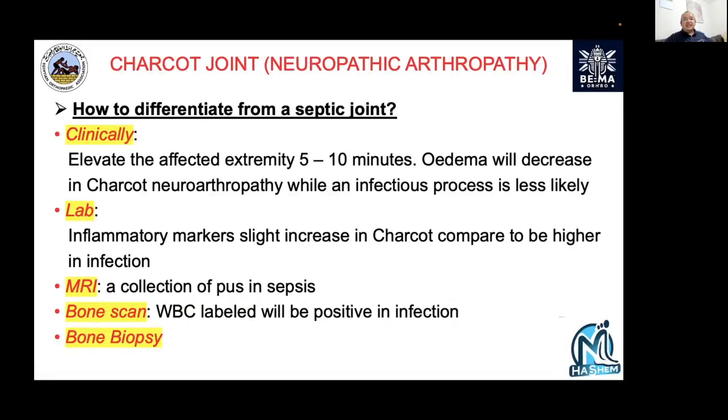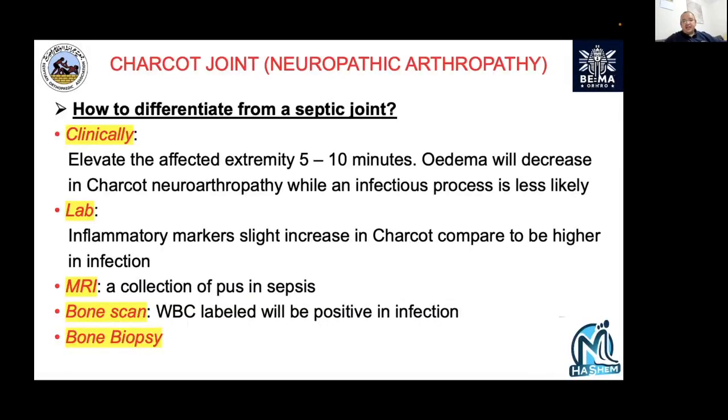But if the patient has an infection, because of the infection and inflammatory mediators, there is a local vasodilatation, so whenever you elevate the limb, the edema will not reduce. So to differentiate clinically between a Charcot and an active infection, elevate the limb for 5 to 10 minutes, and normally with a Charcot you will find some improvement in the edema, but in the infection there will be no improvement.